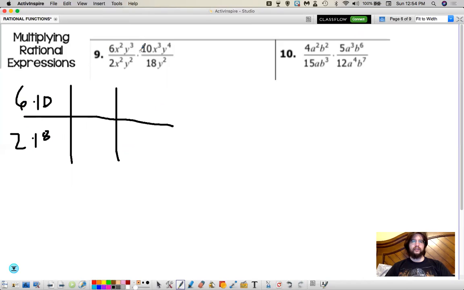6 times 10 is 60 divided by 2. Well, that's 30 divided by 18. Well, they both have a 3 and a 2 in it, so they both have a 6 in them. 5/3. Or you can just organize it and do it in a calculator. Whatever you want to do.